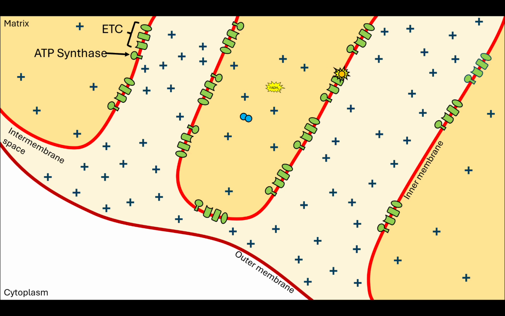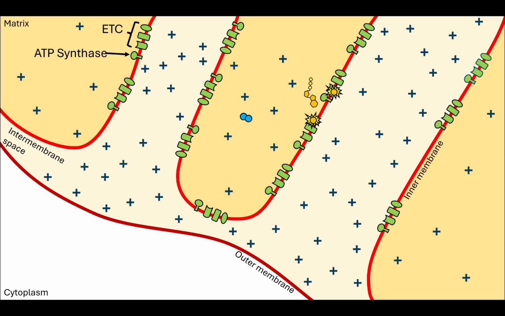So we have our NADH come. It's going to drop off its high energy electrons. Those high energy electrons are used to pump hydrogen ions across into the intermembrane space. And then ATP synthase is going to allow the movement of those hydrogen ions, and that movement is going to produce ATP. You have the same thing happening with FADH2.